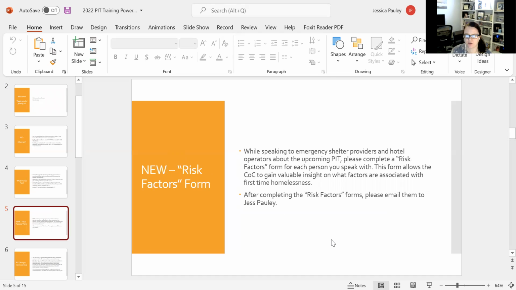This year, we did add a new form. We plan to use this form when we are contacting our hotel providers or emergency shelter operators about the PIT. It is called a risk factors form. This form allows us to gain valuable insight on what factors are associated with first-time homelessness. So when you're calling the hotels to let them know what we're doing and what day our count is on, go ahead and just ask them these questions. It's pretty simple, only 5 questions, I believe. I'm going to go ahead and pull that up to show you quickly here.